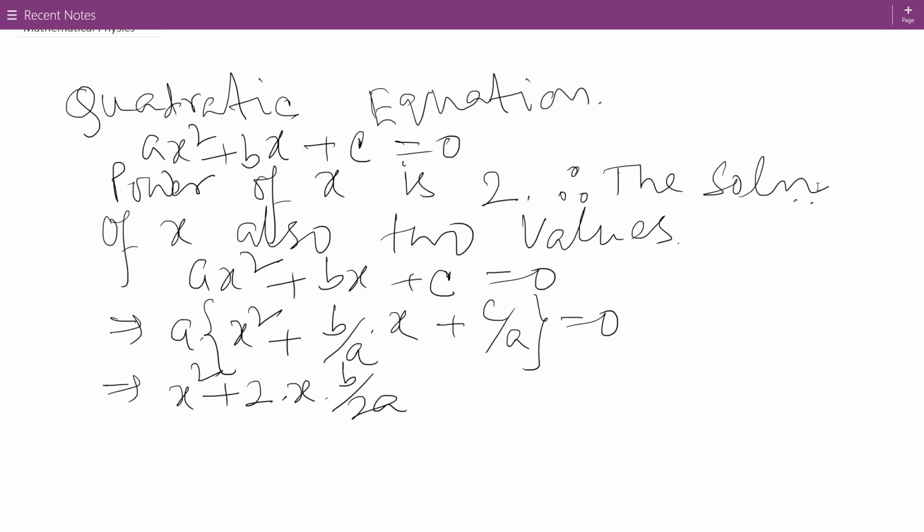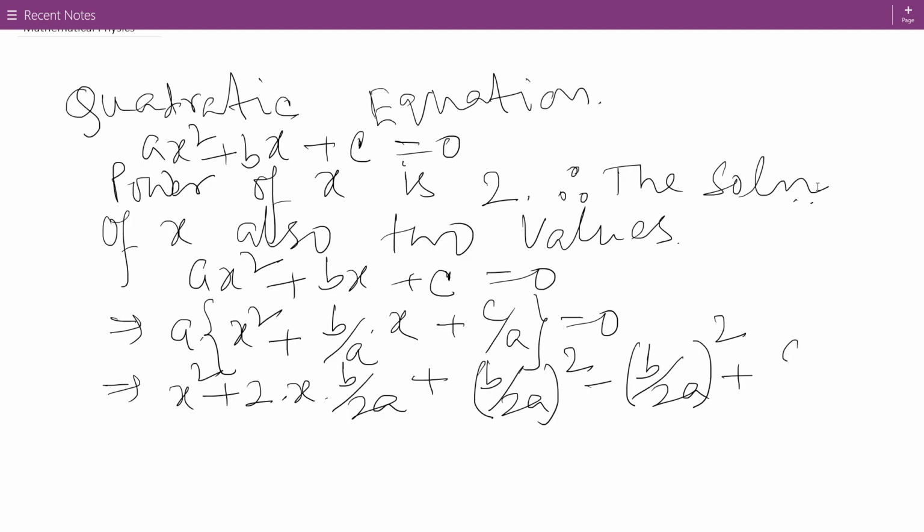Just to observe, b by a into x, that is bx by a. 2 into bx by 2a means bx by a, plus b by 2a whole square, the extra part, minus b by 2a square, subtracted from this equation, plus c by a equals to 0.